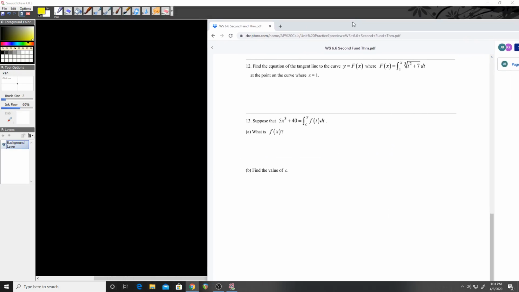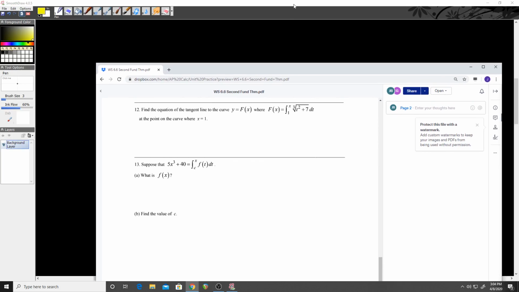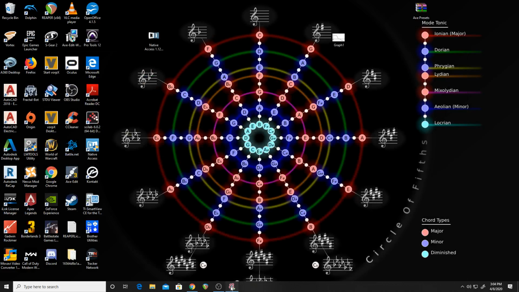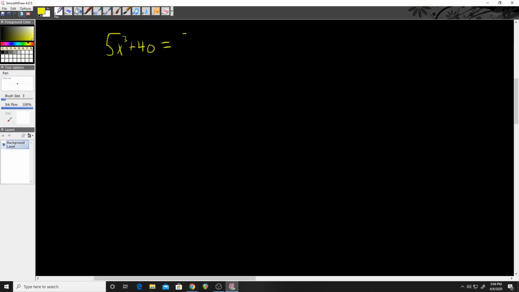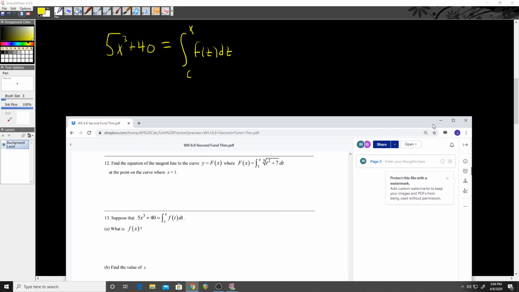Okay. Well, we can do this. I guess first what I will do is, I'll just write the problem down. So 5x cubed plus 40 equals the integral from c to x of f of t dt. What is f of x?